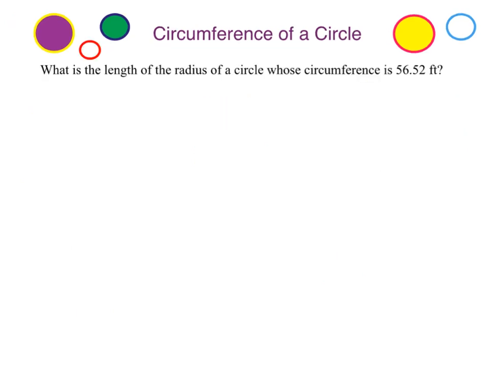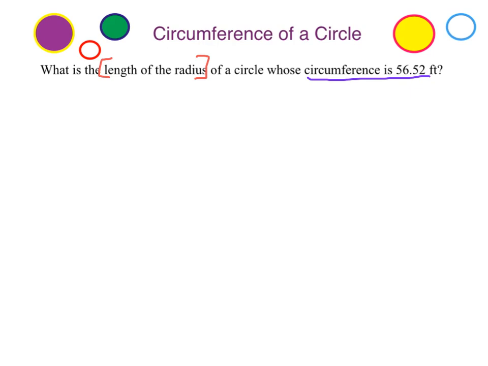Now we're going to take a look at a slightly different problem. What is the length of the radius of a circle whose circumference is 56.52 feet? This one is different because it is giving us the circumference. It's telling us that of a circle, their circumference is 56.52. The question is asking for the length of the radius.